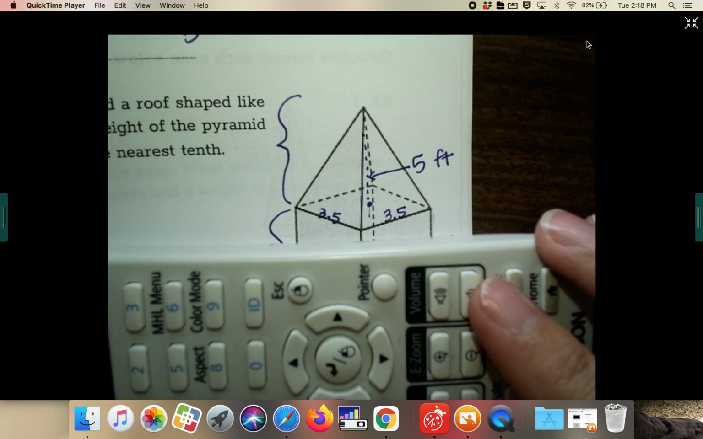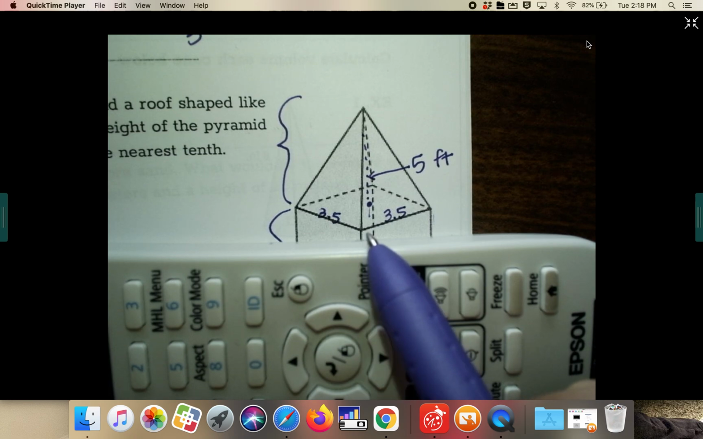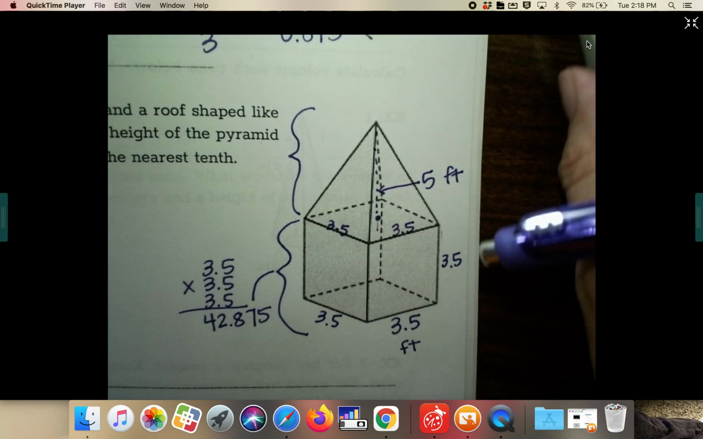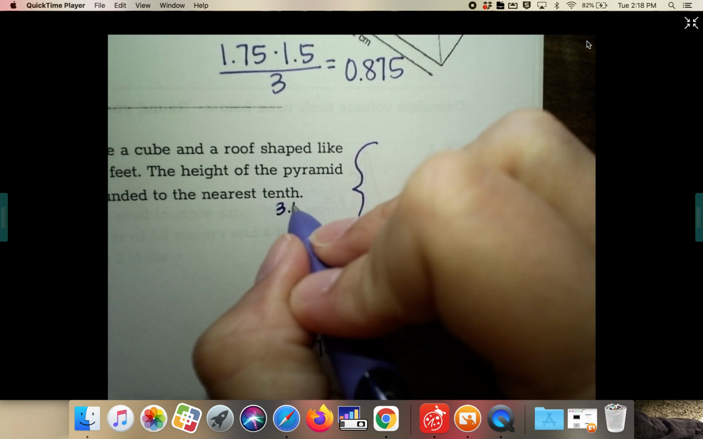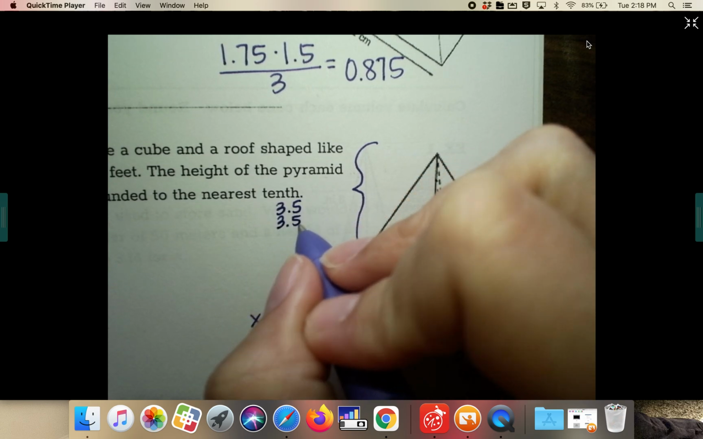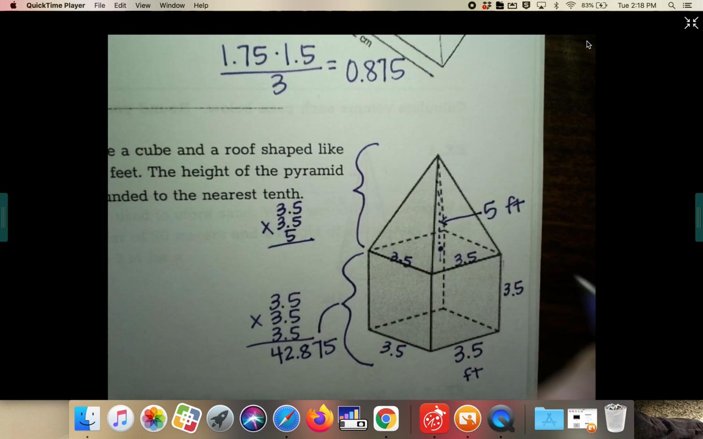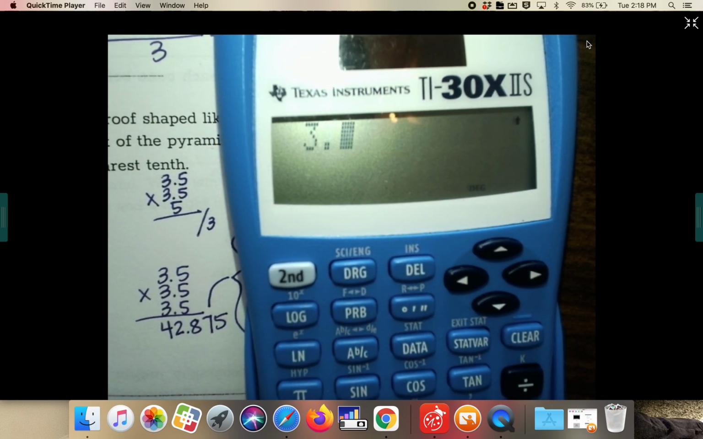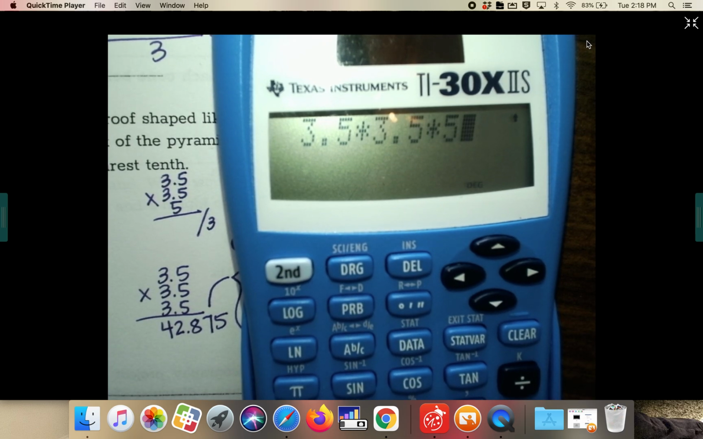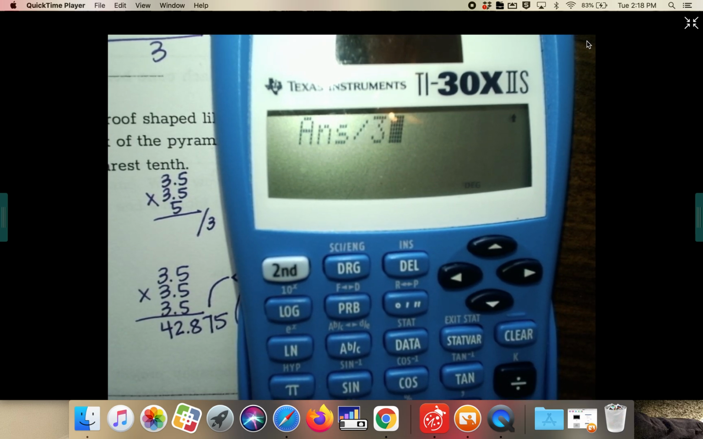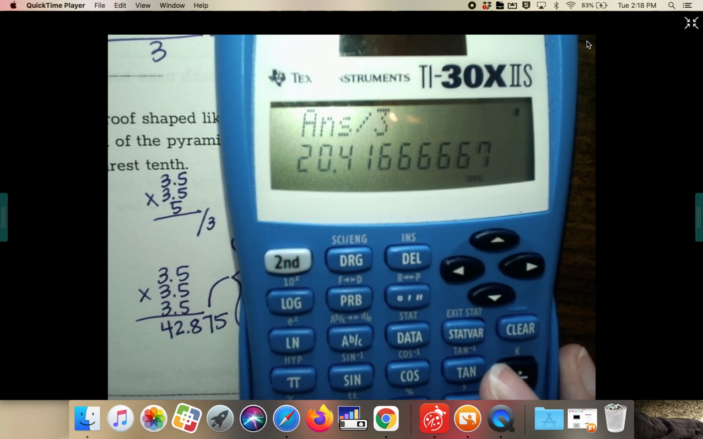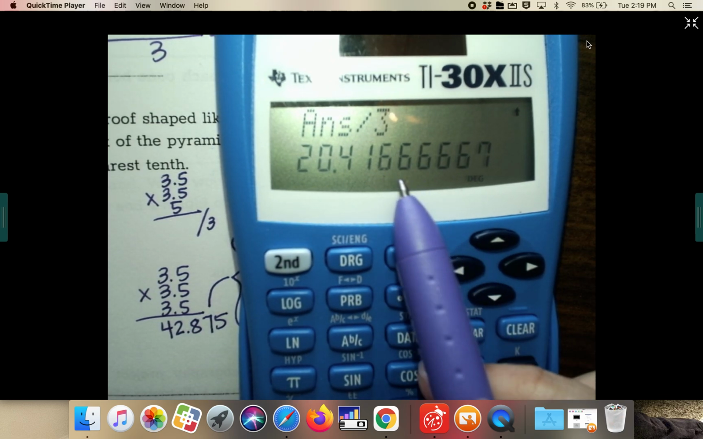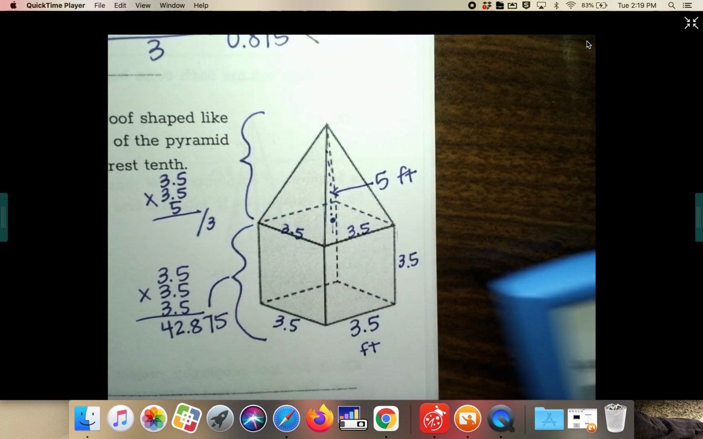So we are going to take our dimensions and do 3.5 times 3.5 times the height, which is 5, divided by 3. Let's go ahead and multiply all those together, and then we'll divide by 3. Okay, 3.5 times 3.5 times 5 divided by 3 equals 20.417.